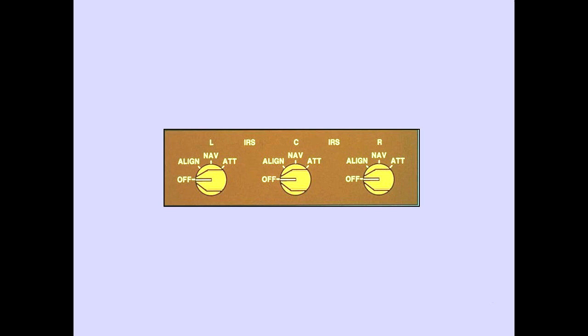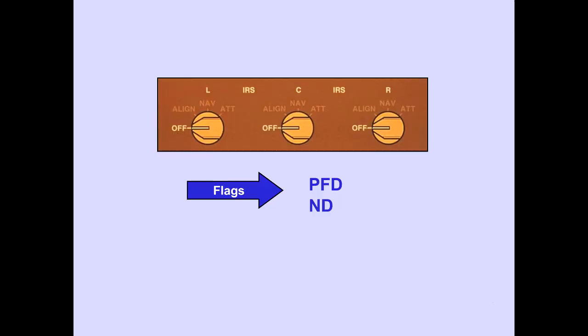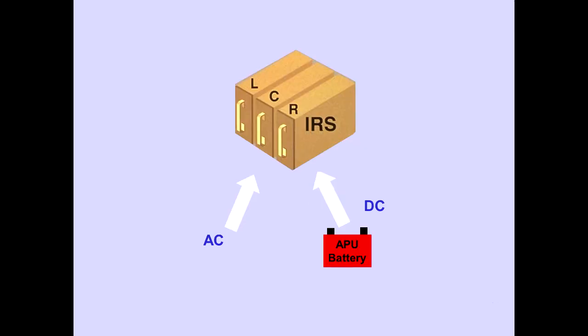Align and attitude positions will be discussed later in this module. When the selectors are off, information on various instruments are either flagged or not displayed. The IRS is normally powered by airplane AC power. Otherwise, the IRS will use DC power from the APU battery.